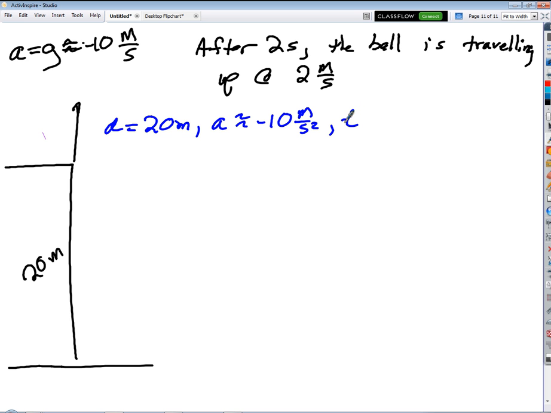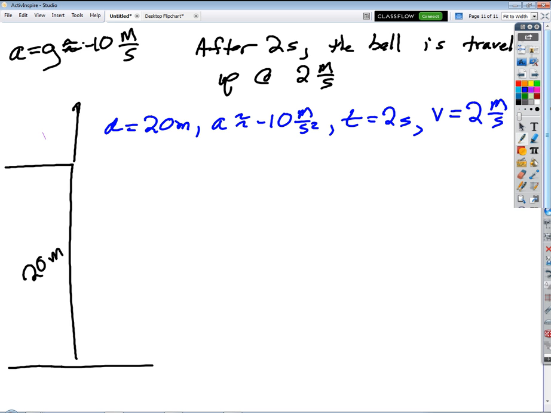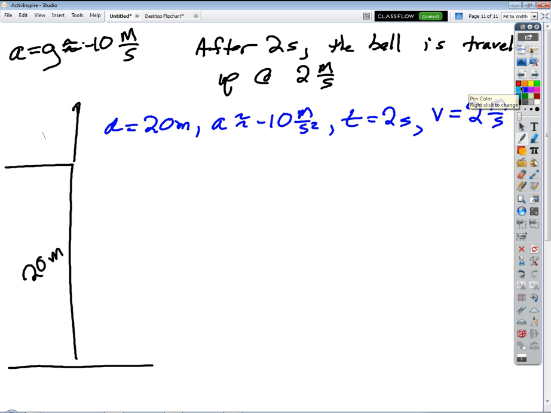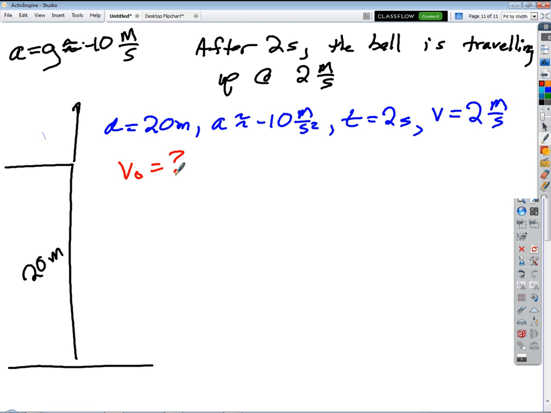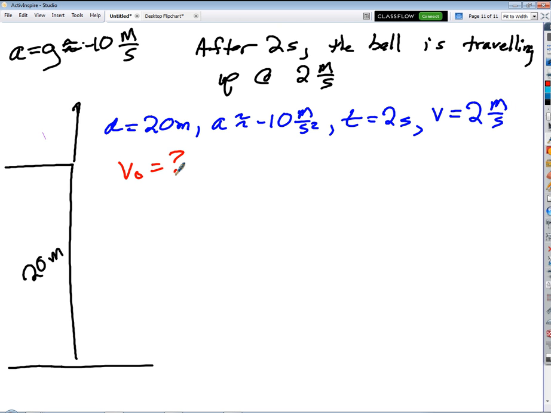Time, okay, good. T is what? 2 seconds, good. And what else? Final velocity, so just do velocity, right? Velocity equals positive or negative? Positive, it's going up at 2 meters per second, and we're looking for initial velocity, right? So we start with the same equation, don't we?